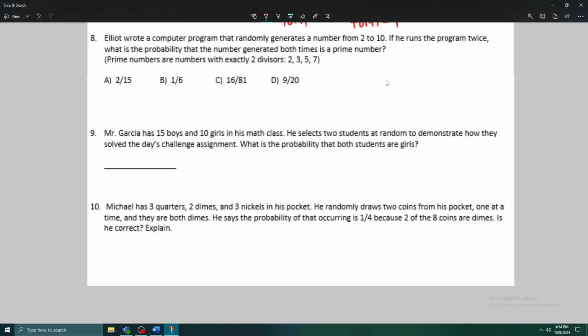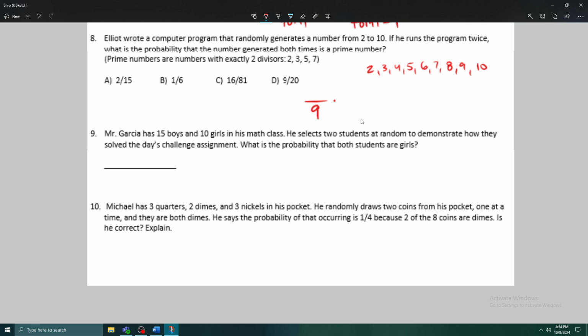It generates a number from 2 to 10: 2, 3, 4, 5, 6, 7, 8, 9, 10. He's going to run it twice. What is the probability that the number generated both times is a prime number? Now, this is independent.